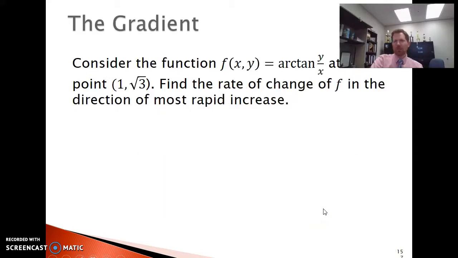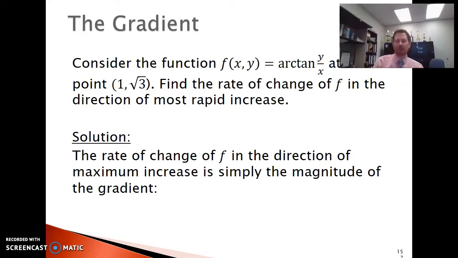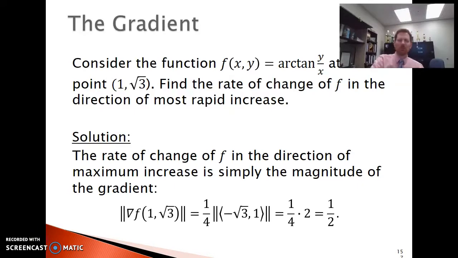The second question was to find the rate of change of f in the direction of most rapid increase. The rate of change is simply the magnitude of the gradient. We've already found the gradient to be 1/4 times the vector (negative square root of 3, 1), so we just find the magnitude of this. We get 1/4 times 2, which is 1/2. So the rate of change is 1/2.